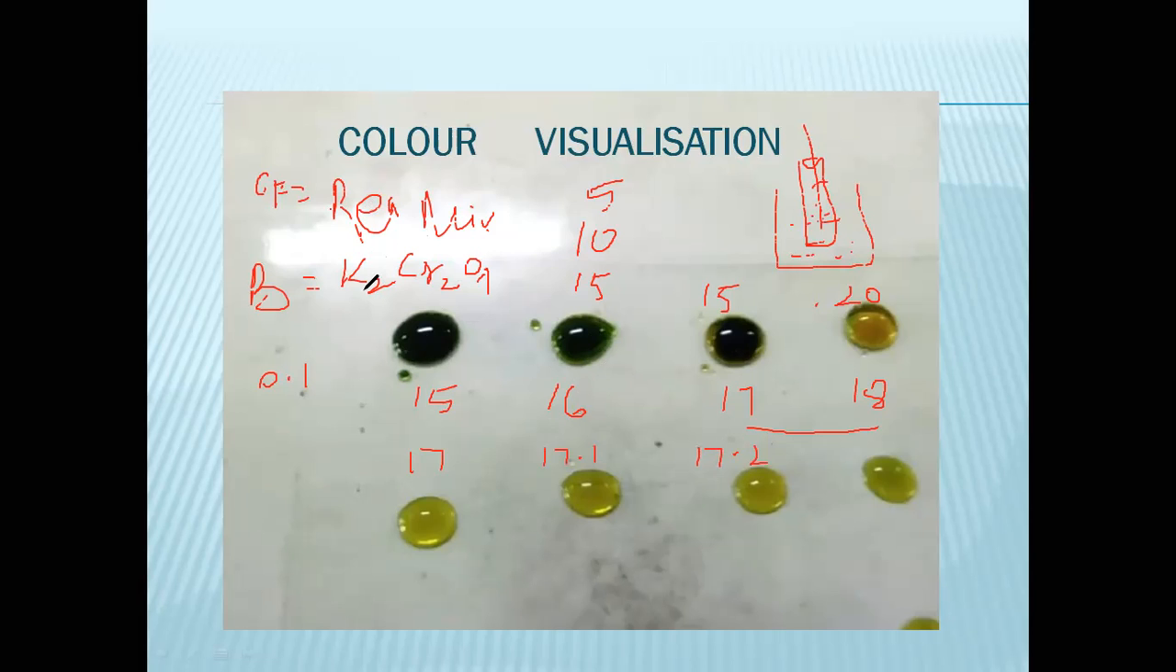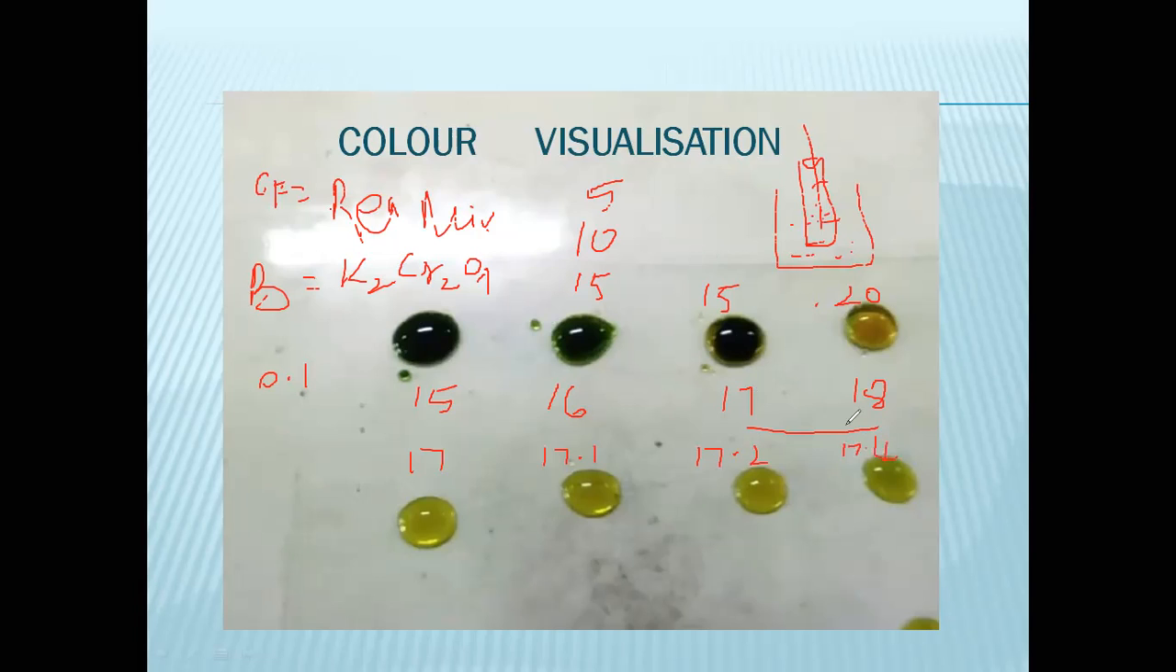After adding to 17.2, you have to take the glass rod, and with the help of the glass rod take out a drop of reaction mixture and put it on the indicator. That procedure remains the same. At 17.2 also you will get a blue color. That means still ferrous is present. Then again you add 0.1 ml, and now it will become 17.4.